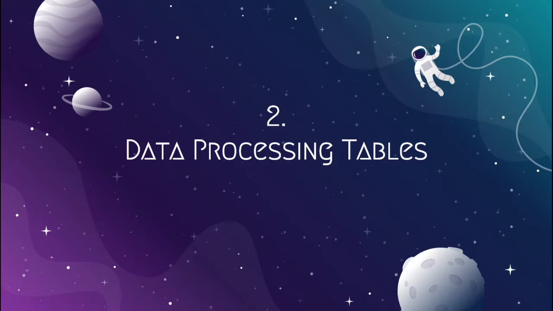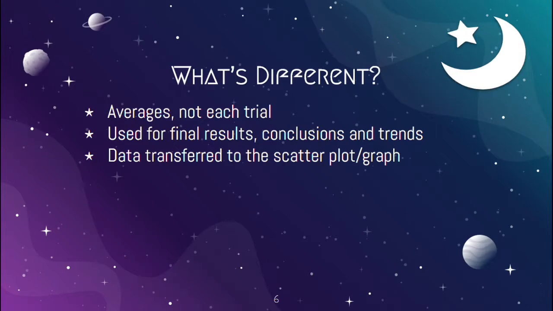Next, we're going to move on to data processing tables. You may be wondering, what's the difference between these two tables and why do we need both of them? Whereas a raw data table shows all of your values for each trial, data processing tables show the averages for your dependent variable trials, making it easier to make conclusions, show final results, and see trends in the data. These averages are the data that you'll put into your scatter plot later.